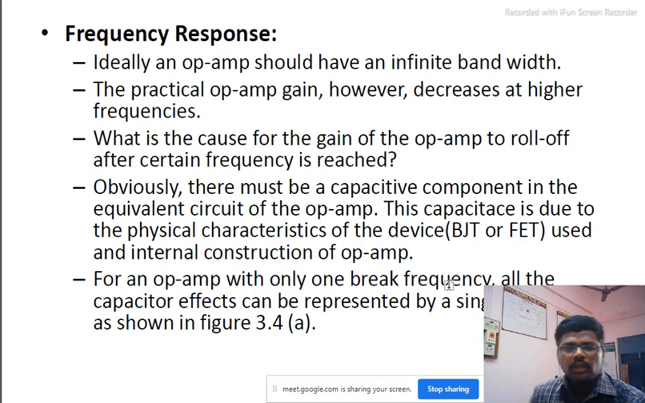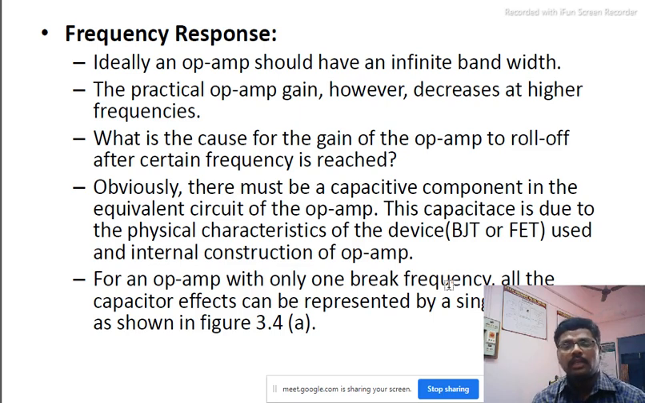Next, there must be a capacitive component in the equivalent circuit of the op amp. This capacitance is due to the physical characteristics of the device, that is BJT or FET, used in the internal construction of an op amp. Therefore, what about BJT and what about FET?